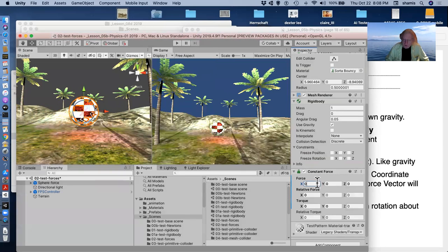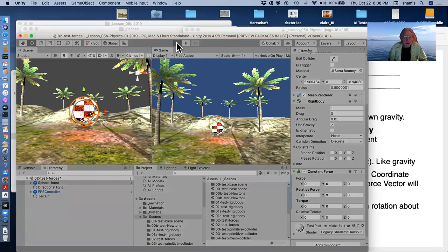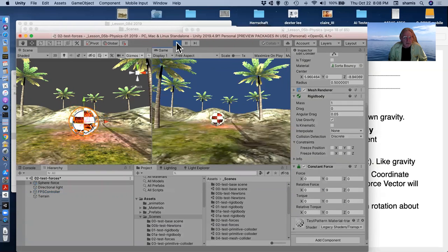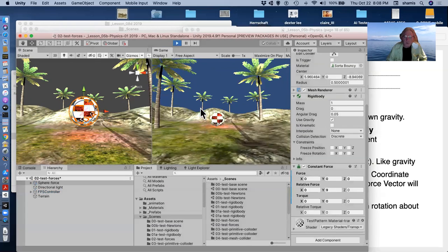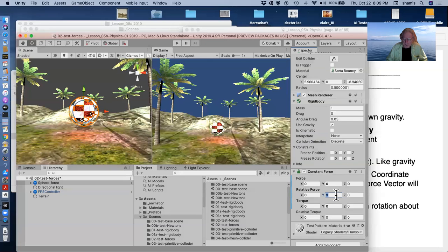And we can, of course, force it any direction. Now, relative force is a little different. Let me apply a relative force in the Y direction. So I'll push this. This is going to push the object up. So let me make this a force of 9. So that's going to be a little less than gravity. And it's going to push it up. Well, it's going to fall down slowly. That didn't work.